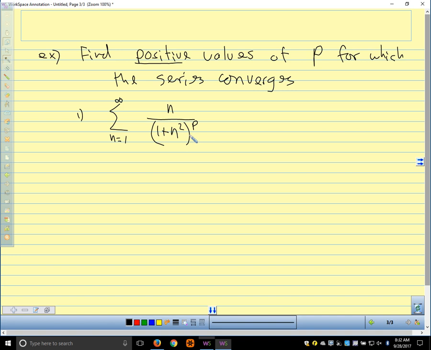We'd apply the integral test, right? Ratio test is for power series. That's when you have a variable in your series. So we could apply the integral test, right? Because if u is 1 plus n squared, du is 2n. So we're going to apply the integral test. It takes a little work, though.